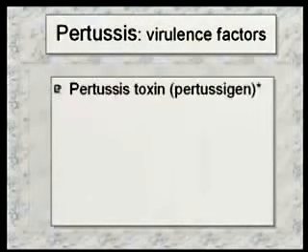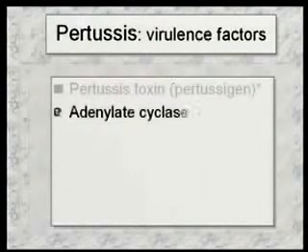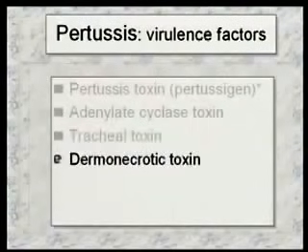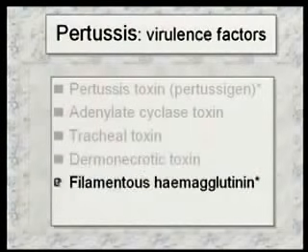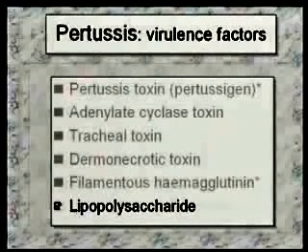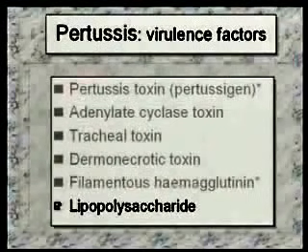Virulence factors, there are several. Most important among them is pertussis toxin, which is also referred to as pertussogen. Then there is adenylate cyclase, and we'll talk about each of them individually in a minute. I'm just listing them first. Tracheal toxin is another thing. Dermonecrotic toxin is another toxin. Filamentous hemagglutinin is another molecule that is a pathogenic factor. And lastly, the organism being a gram-negative one, there is lipopolysaccharide.